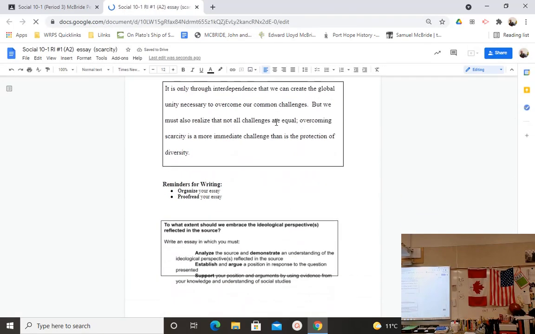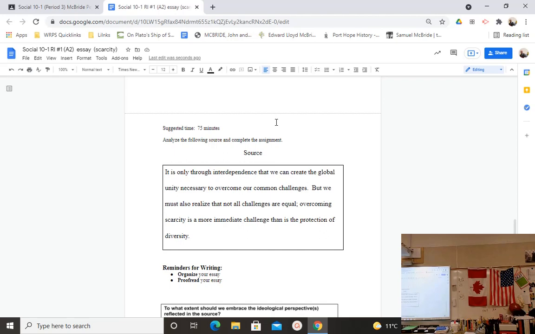Skipping ahead to the source, we can see: it is only through interdependence that we can create the global unity necessary to overcome our common challenges. But we must also realize that not all challenges are equal. Overcoming scarcity is a more immediate challenge than is the protection of diversity. So step one is to try to identify what is the problem that inspired the source. In this source, what's the problem?